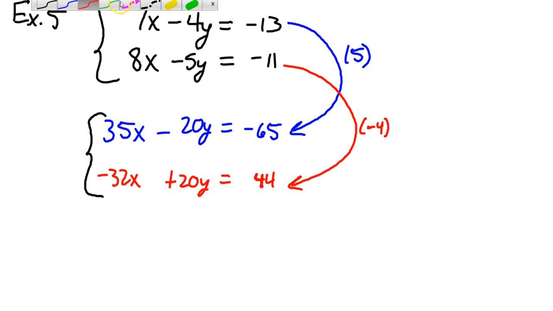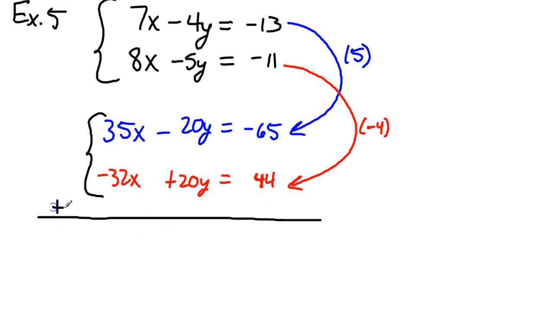All right, so now put them together. So this one's not too bad. 35 minus 32, that's 3x. Not too bad at all. You've got the negative 20, positive 20, that's a 0y. So again, that's gone. Negative 65 and a positive 44, that's going to be a negative 21. And we divide those two, you get a negative 7.